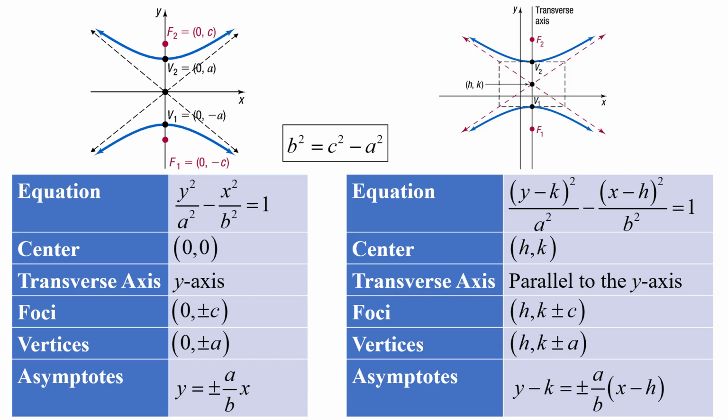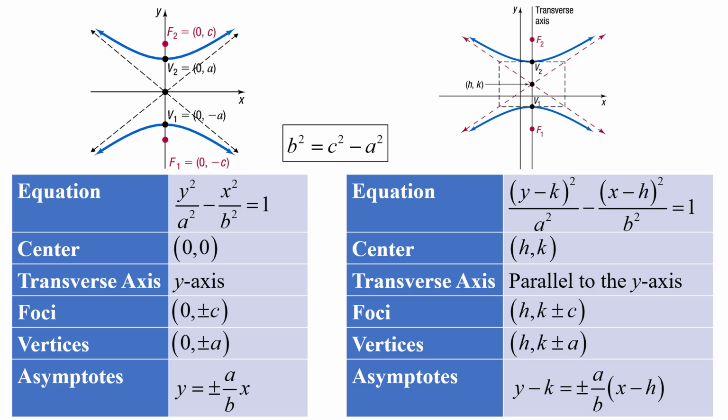On the right-hand side, we have the graph of the hyperbola, square of the quantity y minus k, all divided by a squared, minus square of the quantity x minus h, all divided by b squared equals 1, again where b squared equals c squared minus a squared. The center is h, k. The transverse axis is parallel to the y-axis.